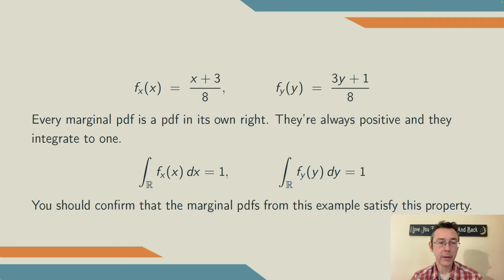Now, every marginal PDF is a normal probability density function in its own right, and they satisfy the properties of probability density functions. They're always positive, and they integrate to 1. So, for instance, f sub x of x is the probability density function for x on the interval [0,2]. And if we integrate that from 0 to 2, we get 1. And I recommend verifying that for at least one of these on your own.